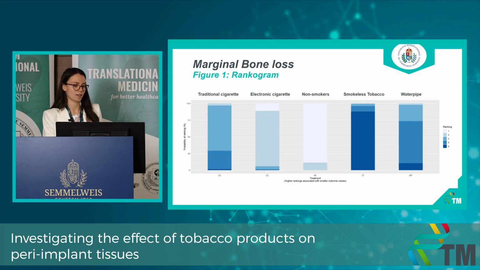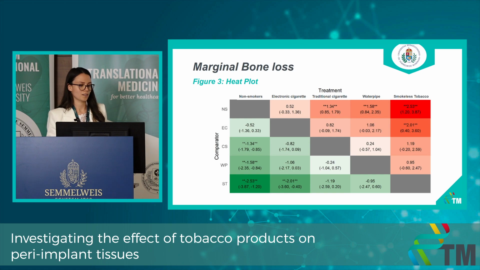So in this figure, you can see our results in a rankogram. So in a rankogram, lighter colors mean higher ranking, which is associated with smaller outcome values. So this means that non-smokers presented the smallest marginal bone loss, followed by electronic cigarette users, and smokeless tobacco users were ranked on the 5th place, meaning that they had the biggest marginal bone loss, with the biggest inflammation around their implants.